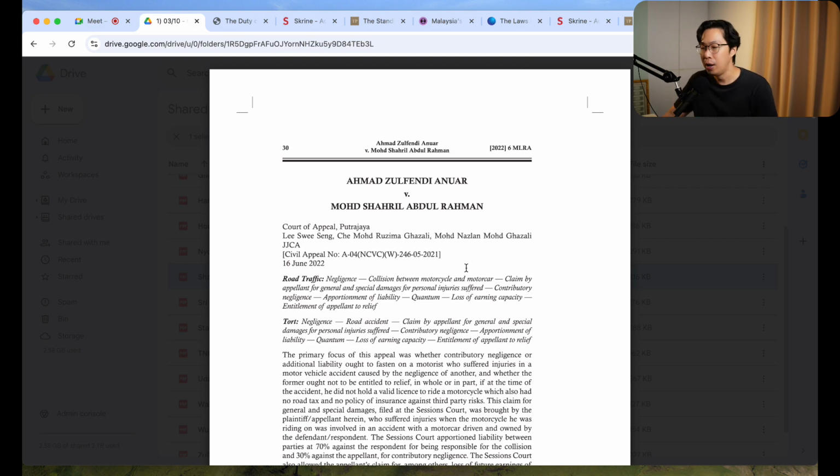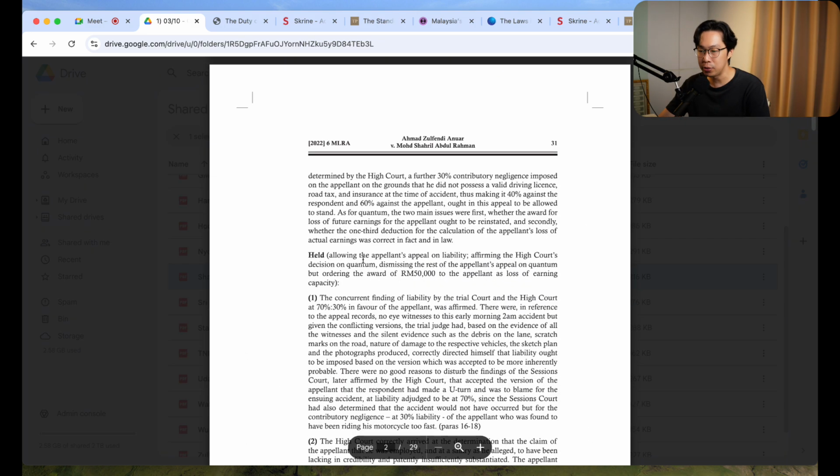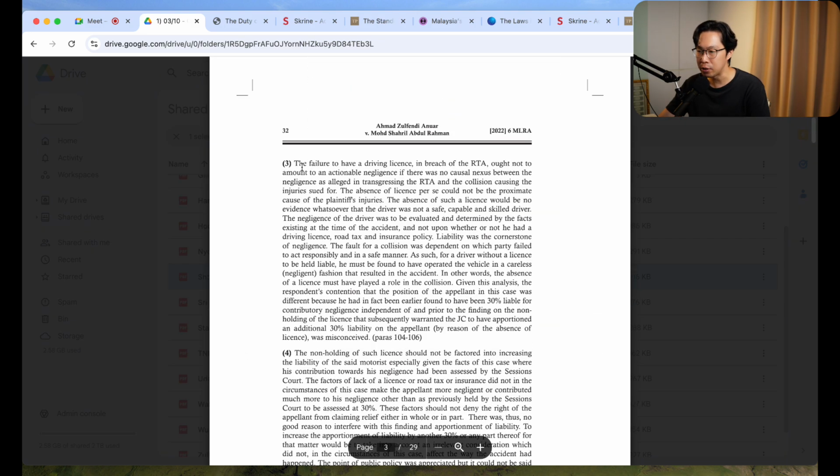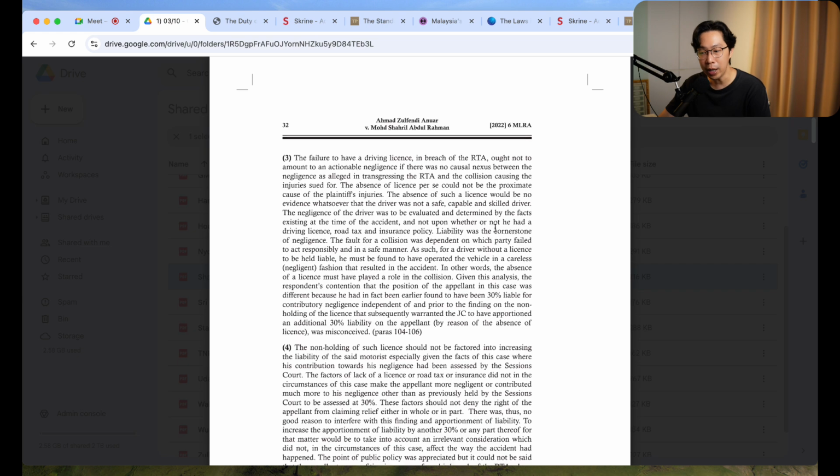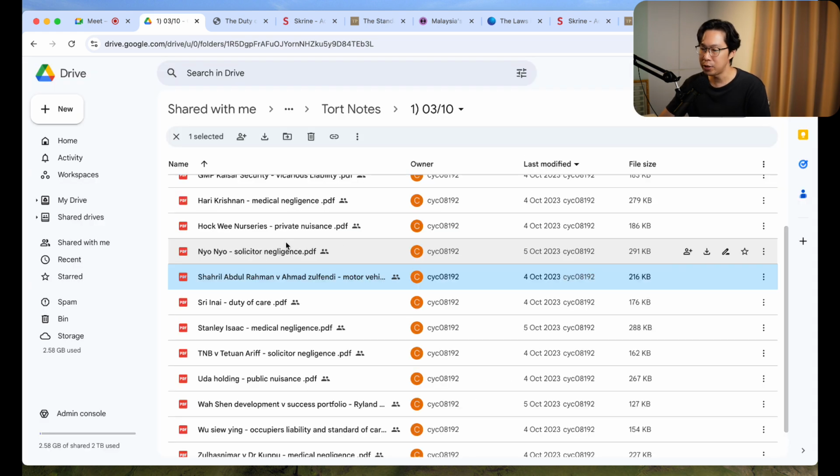So see how. I want you to read this part, so interesting. So you see how the court, okay, failure to have a driving license ought not to amount to contributory negligence. Maybe not something that you think about. Okay, read this one. Next one.